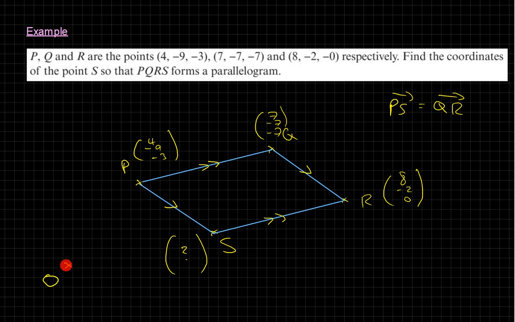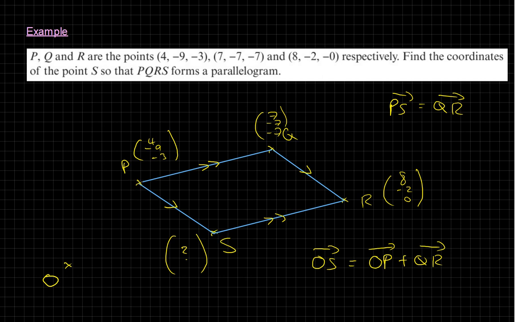We can just say go from O to P. Let's write that down. That's from there to there, along an invisible line I haven't drawn in. That's O to P. And then let's go from P to S by adding the QR vector, which is the same thing as the PS vector. And that should be equal to the position vector OS, which is what we're trying to find. OS is equal to that plus this.